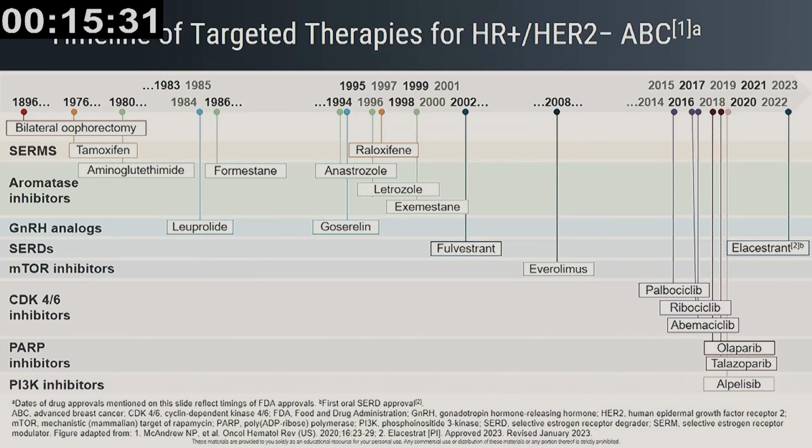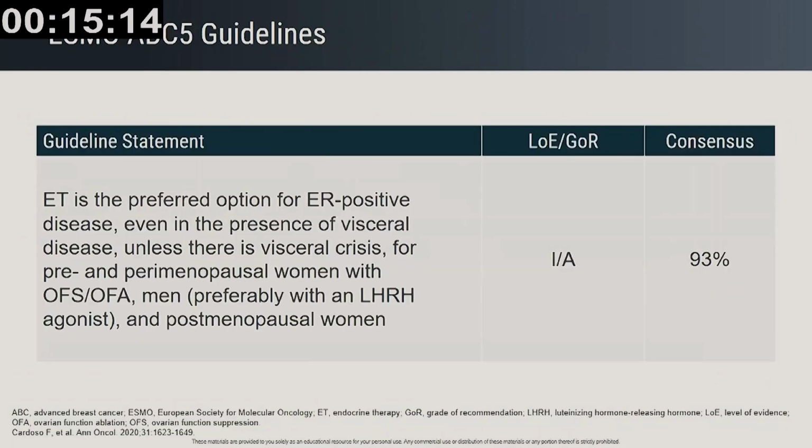This is looking at the timeline of targeted therapies, especially in the hormone receptor positive but HER2 negative patients in advanced breast cancer. I'll not go through all this that is on the slide, but I'm sure most of you have been in the era that has seen these developments happening.